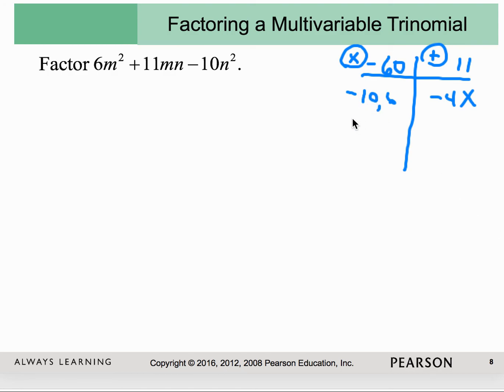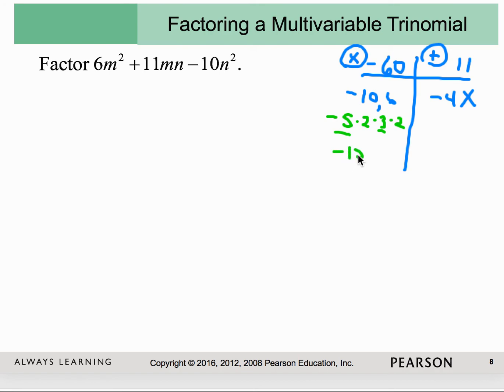So 10 I can rewrite as 5 times 2, right? And 6 I can rewrite as 3 times 2. So now I can see all my different combinations. I've got 10 and 6. I've got 4 and 15. I don't have that many combinations here. But one of them I see is 15 and 4.